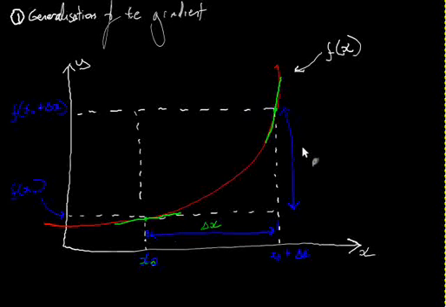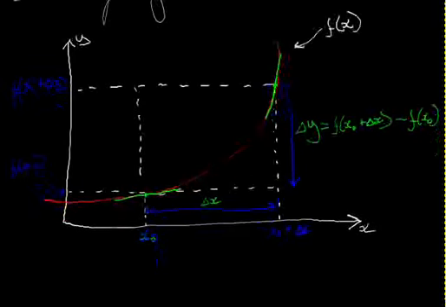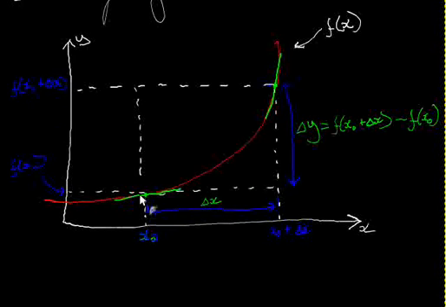Now we're just going to draw a few more labels here, but it will become apparent why we did this later. The distance between these two points, between the point x0 and x0 plus delta x, is x0 plus delta x minus x0, so delta x.